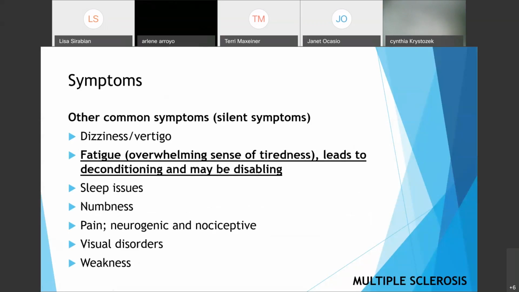Other common symptoms, and they refer to these as silent symptoms, symptoms that the person suffers with that aren't necessarily obvious to the outside person, but are very significant to them. So dizziness, vertigo. The second one there is fatigue. Because of this problem with transmitting the nerve signals, they tend to, hold on a minute.